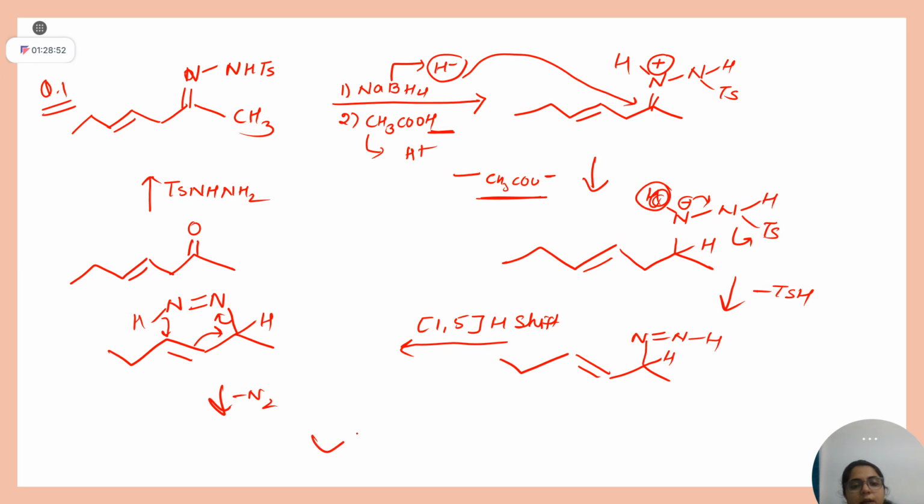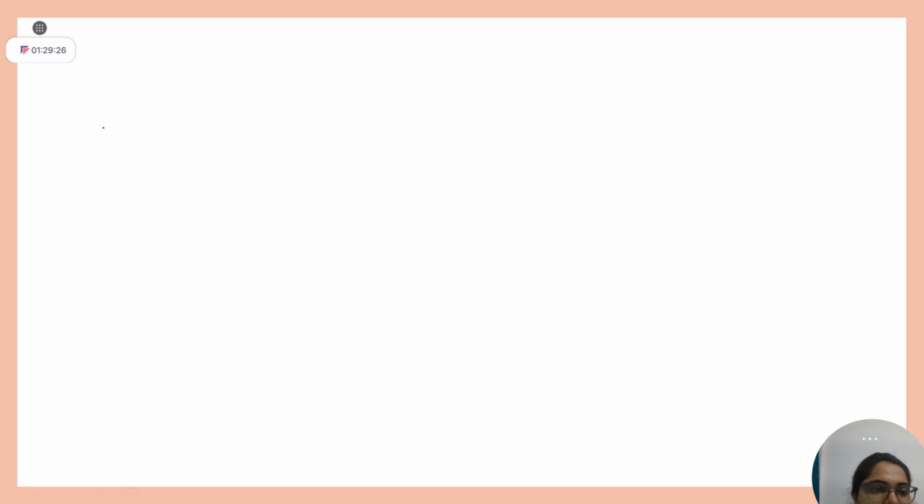Right? And basically what happens is, whenever you treat this alpha beta unsaturated ketone with TsNHNH2 and followed by this reaction mixture, you will have a double bond between this carbon, if you have observed. Yes or no? Clear? If not, again listen to my video and you will be more clear. Okay, let's go to the next slide.